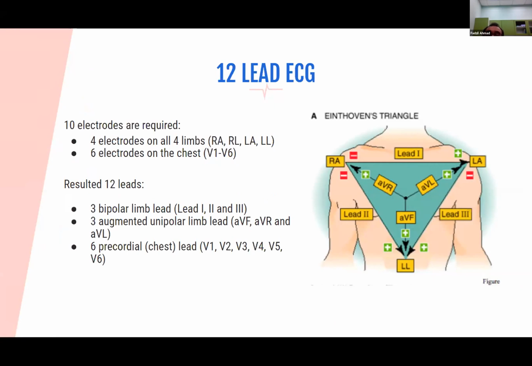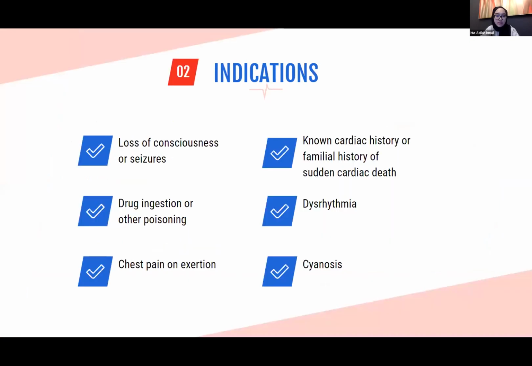So the resulting 12 leads are 3 bipolar limb leads, lead 1, 2, and 3, and 3 unipolar limb leads, AVF, AVR, and AVL, and 6 precordial chest leads, V1 until V6. So the indications: basically we need to get a 12-lead ECG on any pediatric patients who present with any of these signs and symptoms, which include loss of consciousness or seizures, drug ingestion or other poisoning, chest pain on exertion, any known cardiac history or family history of sudden cardiac death, dysrhythmia, and cyanosis.